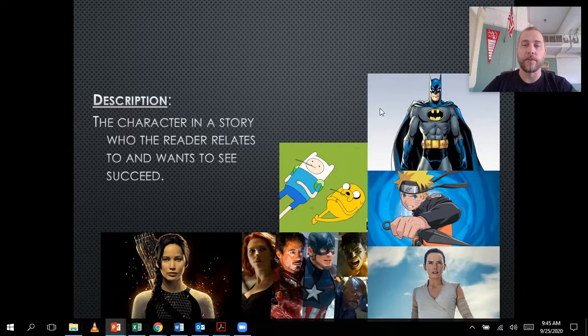One of the most basic terms you're going to want to know is the term that describes the character in the story who the reader is going to relate to and want to see succeed. Oftentimes, you'll think of this as the hero of the story, but a more precise term is what's called the protagonist, because the protagonist is not always a hero. Sometimes the protagonist is the opposite of a hero. But still, even if the protagonist is not a hero, it's still the character that you want to see succeed, even if they're doing things that are wrong.